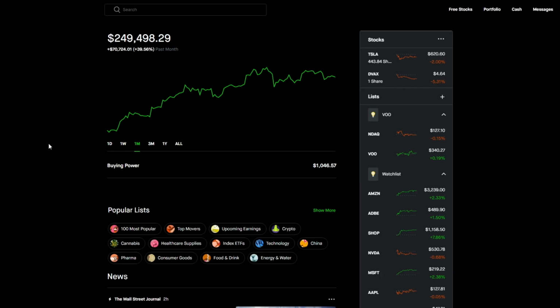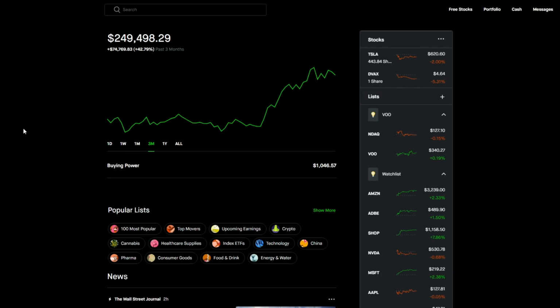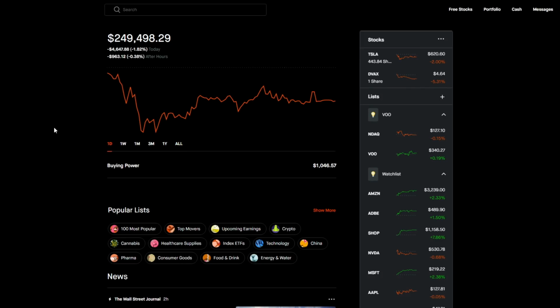And then just to address the rest of the time frames while we're at it, for the past month, we are currently up 39.56%. That is plus $70,724.01. For the past 3 months, we are up 42.79%. That is plus $74,769.83. For the past year, we are up 142.41%. That is plus $146,573.59. And then finally, for the all-time chart, we are at a gain of 143.05%, which is plus $146,846.91.